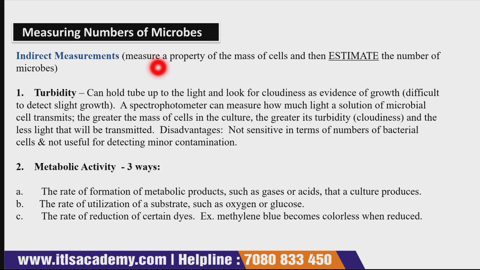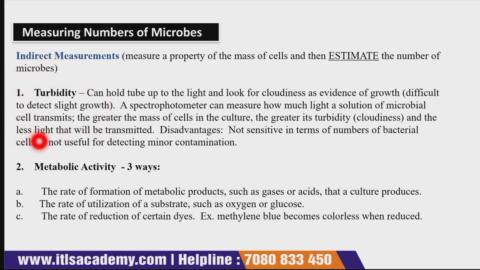The first one is indirect measurement. Under indirect measurement, you measure a property of the mass of cells and then estimate the number of microbes. In this method, the mass of the cell is measured, and then after measuring the mass of the cell, you estimate the number of microbes.